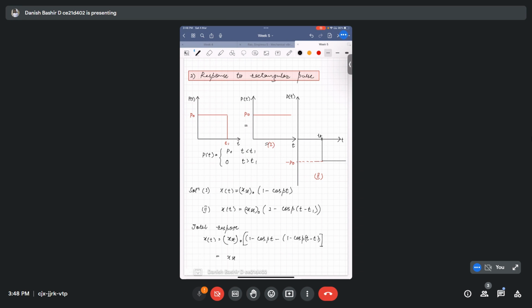x static naught cos p(t minus t1) minus cos pt. Okay, so for this trigonometric expression, cos a minus cos b, we can use cos a minus cos b is equal to minus twice sine (a plus b) by 2 into sine (a minus b) by 2. We will be using the same expression.